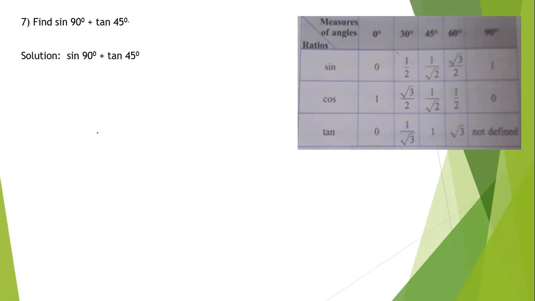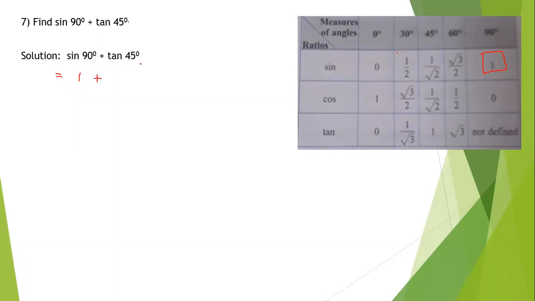Then from the table, we will write the values. Sine 90 degree, we can see over here. See here, it is sine and here we have 90 degree. So the value of sine 90 degree is 1. So in the place of sine 90 degree, in the next step, we will write the value as 1. Then the sign is plus, so we will copy the sign as it is.